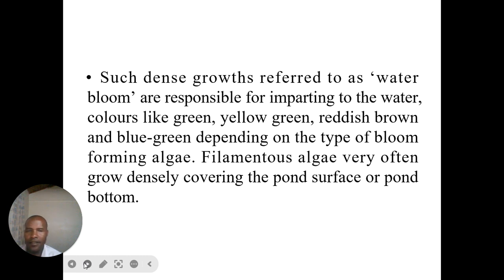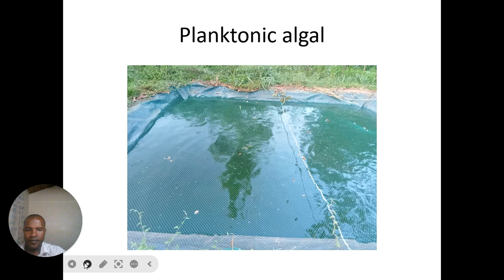Filamentous algae very often grow densely, covering the pond surface or pond bottom. This is an example of planktonic algae in my photo there, as you can see on the screen.